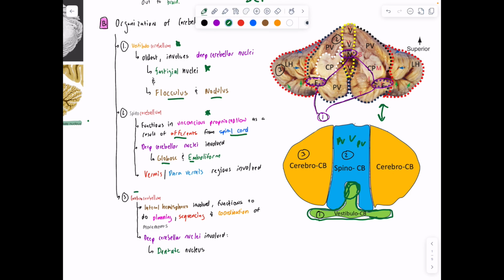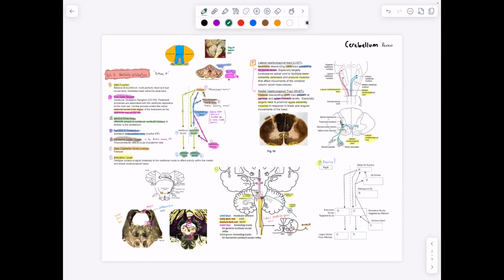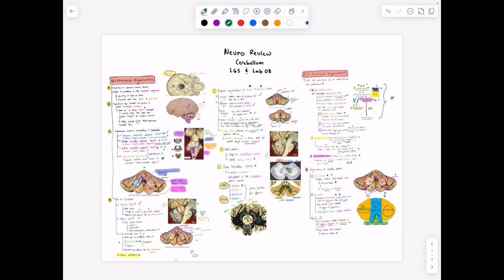And then you have cerebrocerebellum, which is going to be our lateral hemispheres that they project to, and then they're going to send information to the dentate nucleus. But this is going to be refinement of movement, aka coordination, planning, sequencing. Spinocerebellum is all about unconscious proprioception, and then we know vestibulocerebellum is about balance. All right, so that's the overview. We're going to be getting details on the general mechanism, general pathway for each of these three different functions of the cerebellum: balance, unconscious proprioception, coordination of movement.